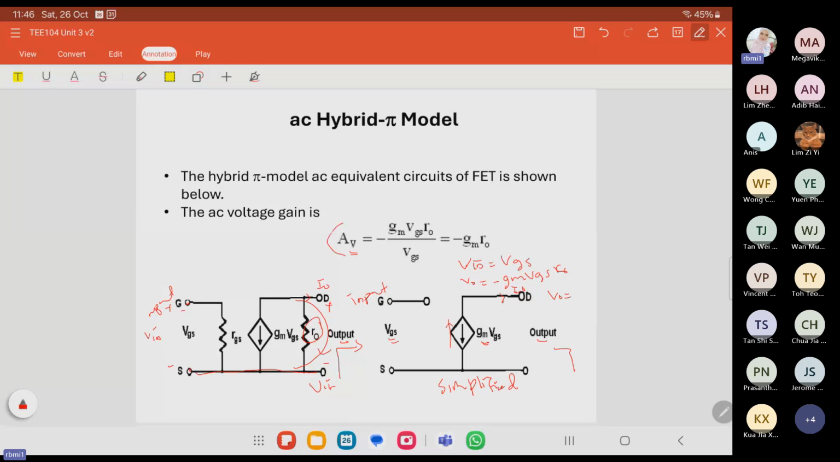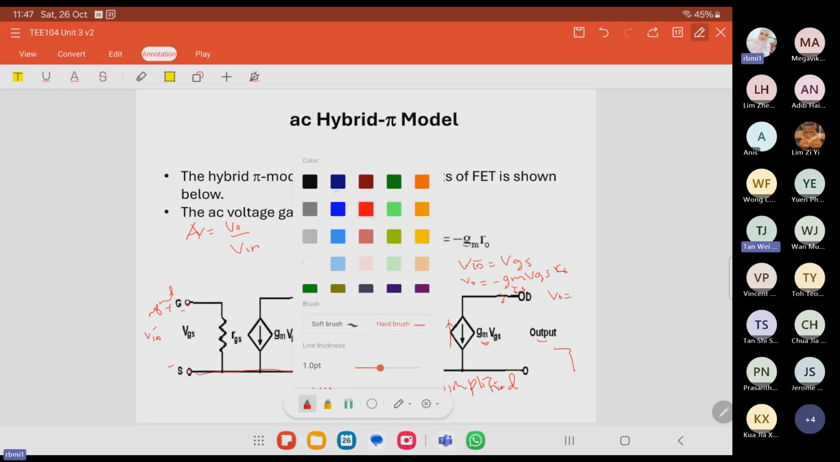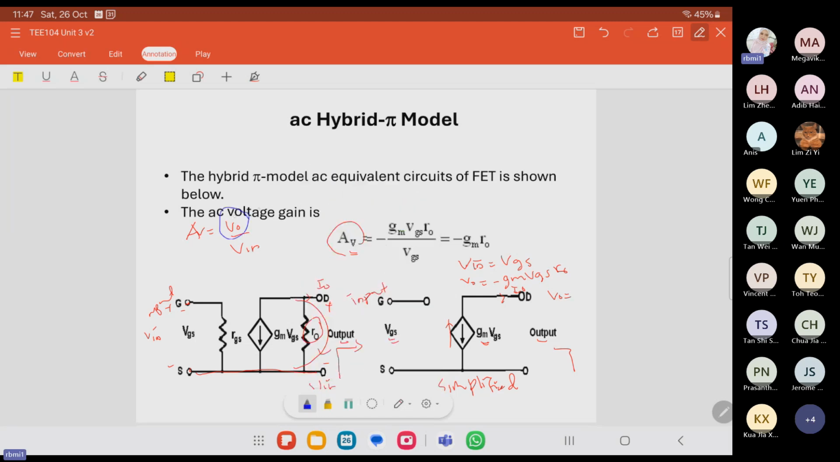So AV equals V out over V in. V out is this value and V in is this value, so we get minus GM R naught. You can cancel VGS, leaving minus GM R naught.